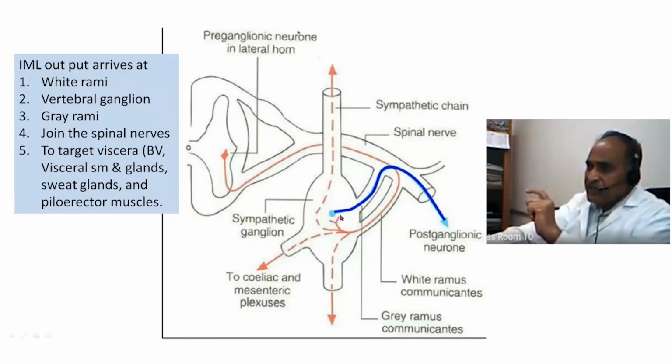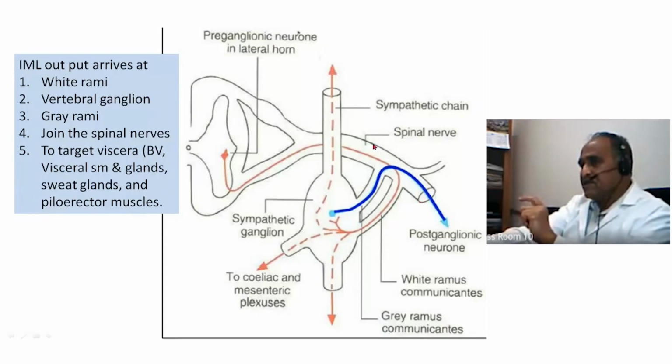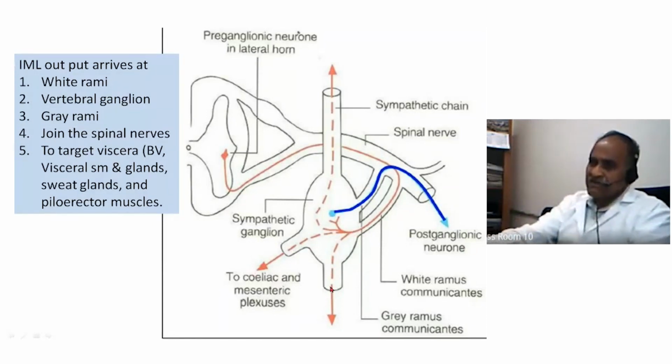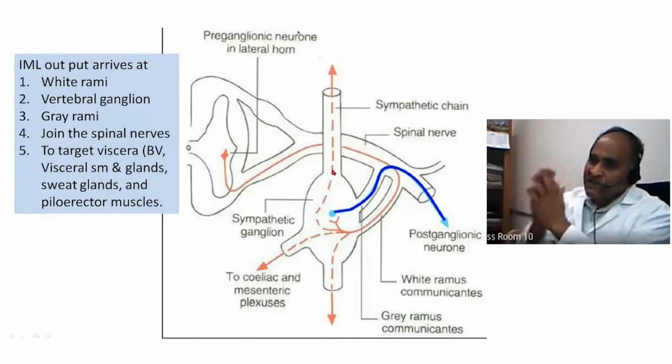After making a synapse in the paravertebral chain, the postganglionic fibers go through the gray ramus. This is the gray ramus, the one which contains this blue, and this one will join the anterior horn cells. They go to the respective neurons. That's one aspect.